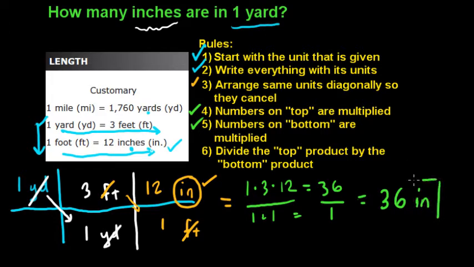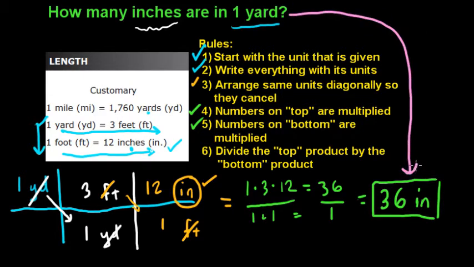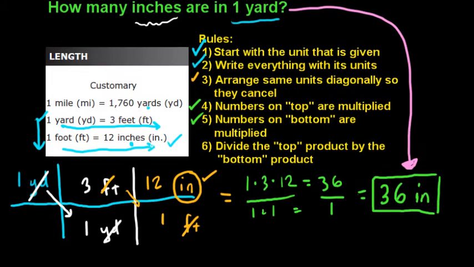Okay, now what we are saying is that in 1 yard there are 36 inches. That's what we did. We just did a metric conversion using the picket fence method. Okay, let's check out another problem.